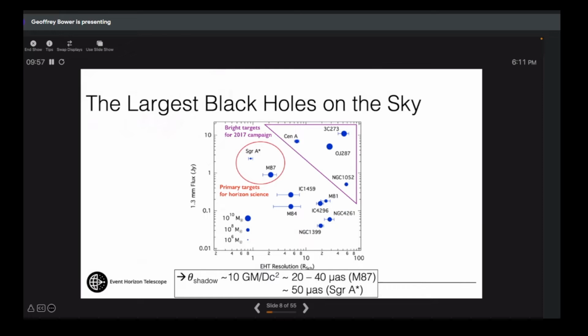There are other EHT targets that we have observed. Some are a little bit brighter. There are blazars like 3C273. And there are other AGN or black hole systems that are perhaps partially resolved by the EHT or will be resolved by the EHT, but not at the shadow scale, at least as we know it right now. So Sagittarius A star and M87 really do stand out as the two most important targets.